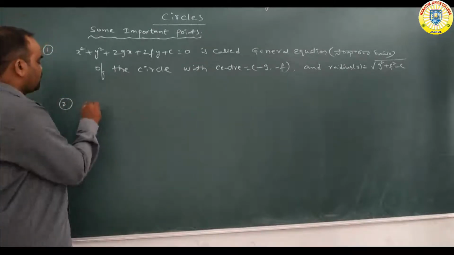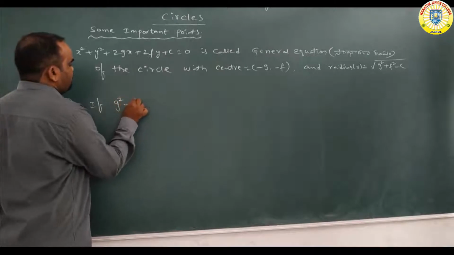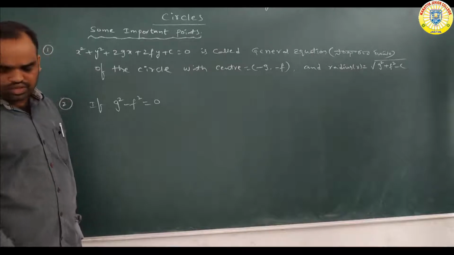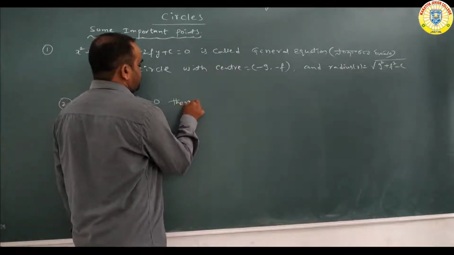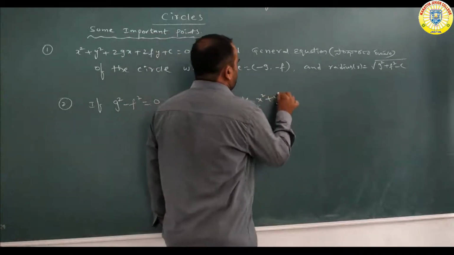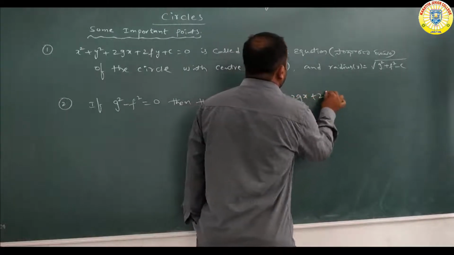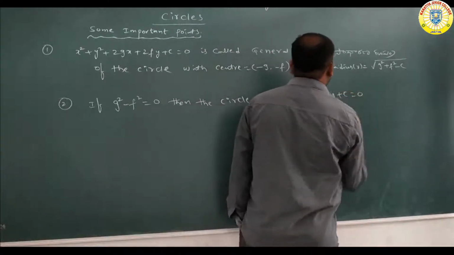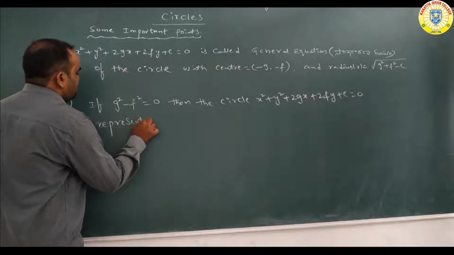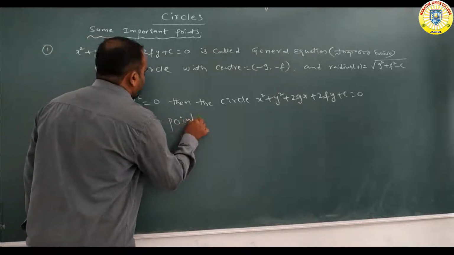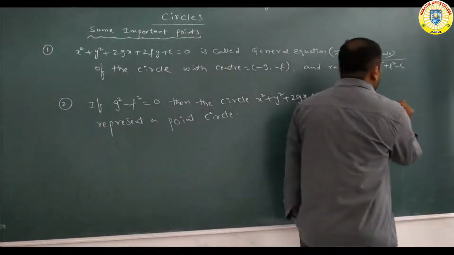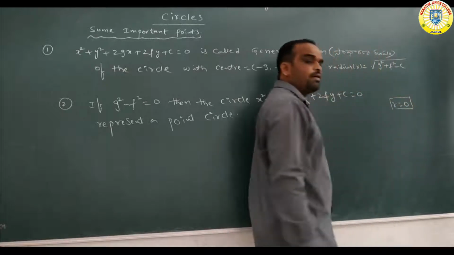See here. If g square plus f square minus c is equal to 0, then x square plus y square plus 2gx plus 2fy plus c is equal to 0 represents a point circle. Point circle means the radius of the circle is 0. So the circle is called a point circle.